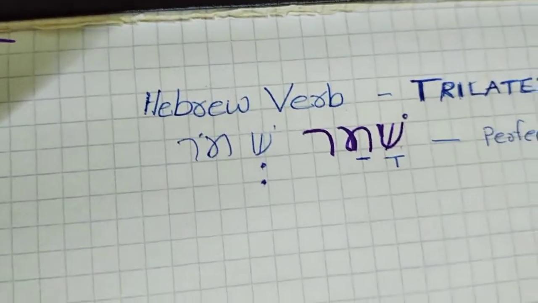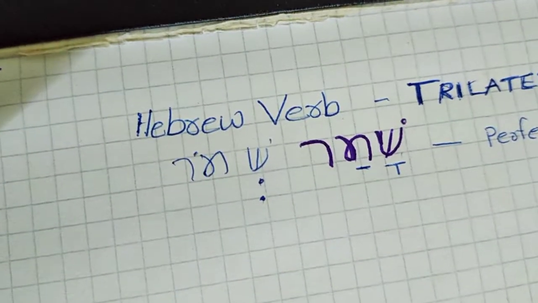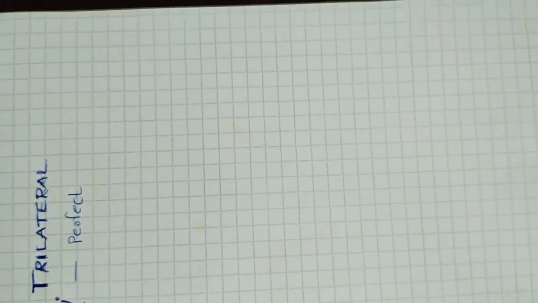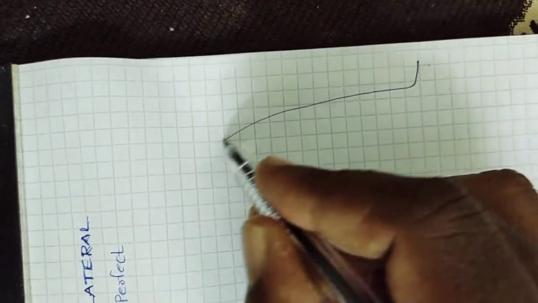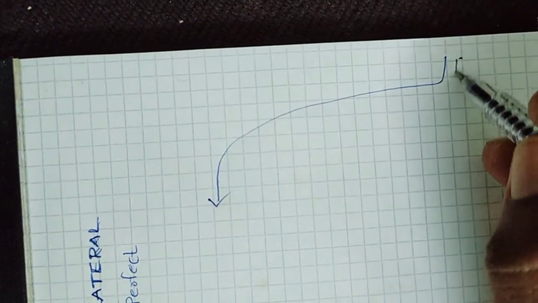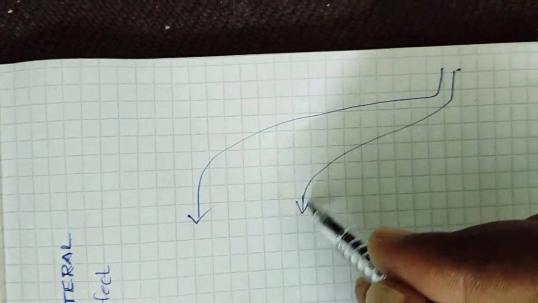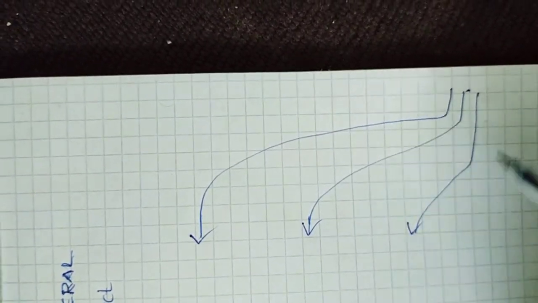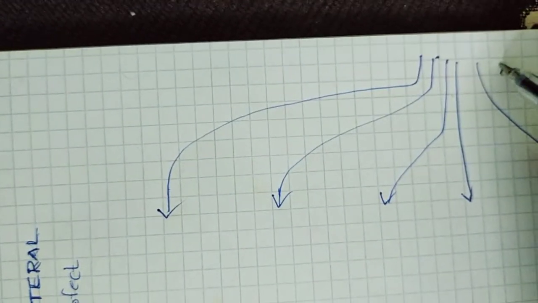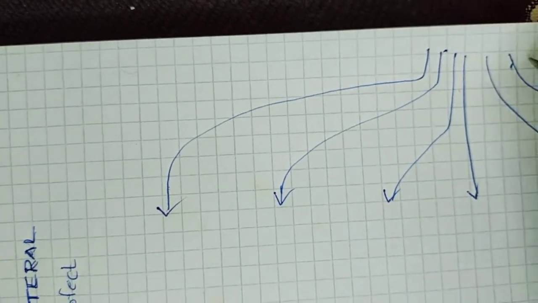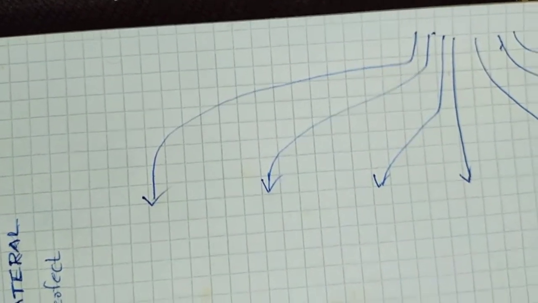So Hebrew root verbs are conjugated under seven heads. What are those seven root heads? Seven verb roots in Hebrew. What are they? That's what we are going to look at now. Seven verb roots. The first one I'm going to show. 1, 2, 3, 4, 5, 6, 7, seven verb roots.